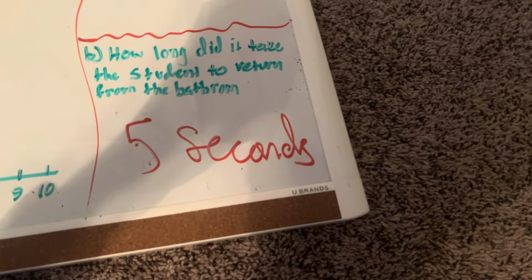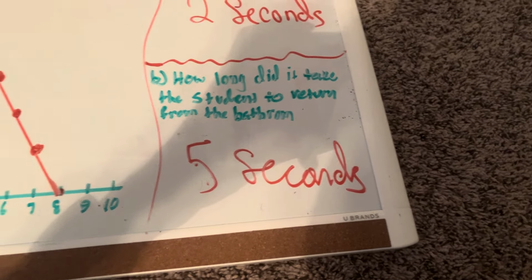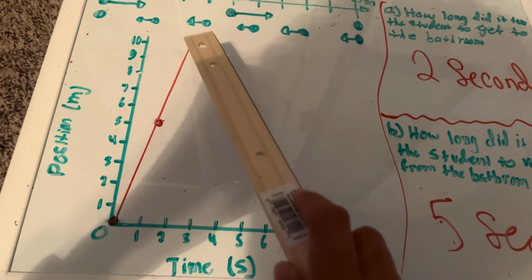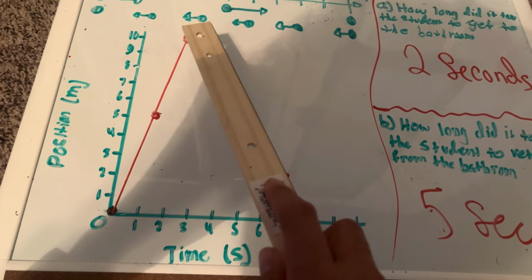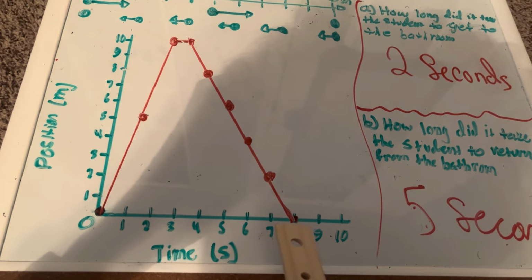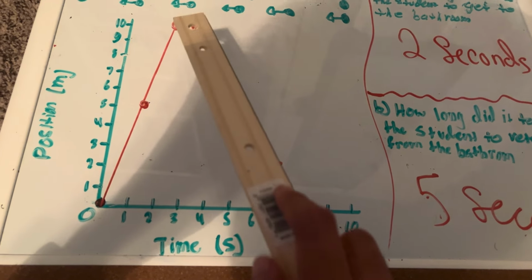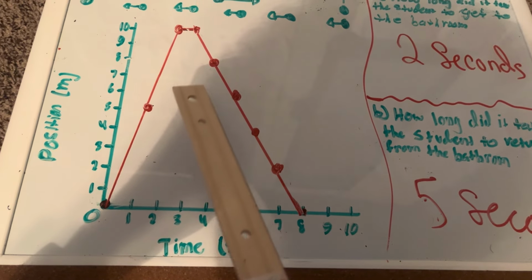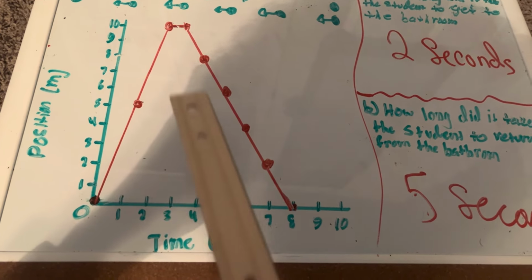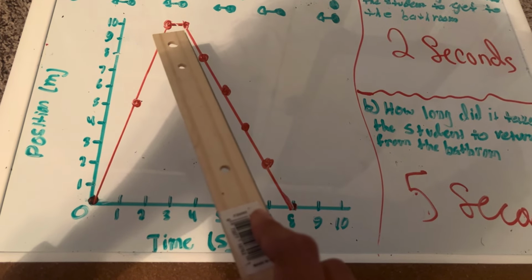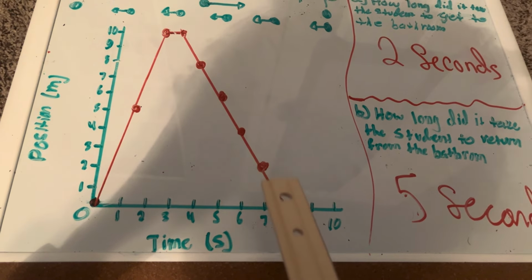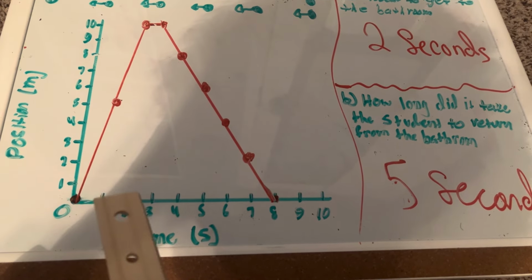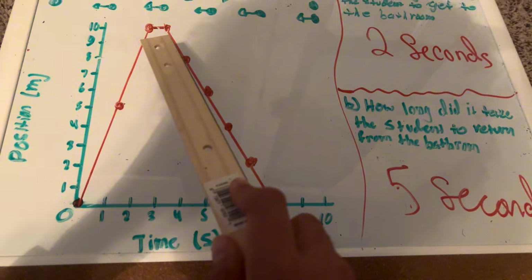And next it's asking how long did it take the student to return from the bathroom? Now we're working with the other side of the graph. This is them making it to the bathroom, spending their time in the bathroom, and from here to here is them going back to their classroom. Here is when they finish up in the bathroom, and here they are. And so we're at the fourth second at this point. By the time they make it back to the classroom, they're at, oh wait, no, I think I made a mistake. 0, 1, 2, 3. Sorry, they're at the third second right here.